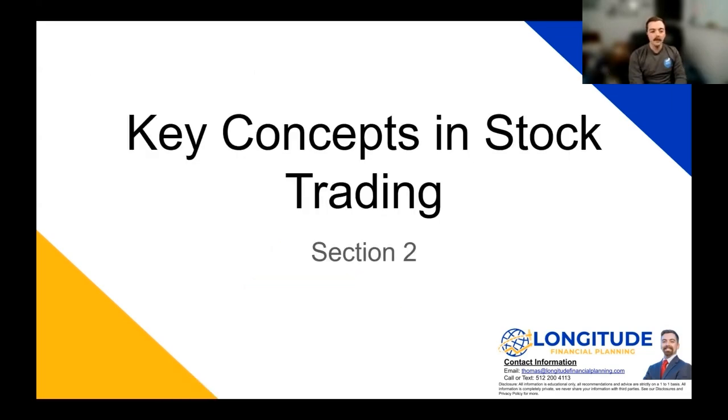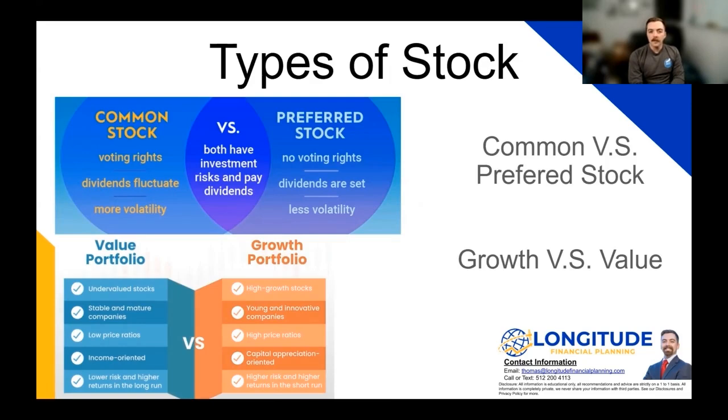Section 2, key concepts in stock trading. Here's some different types of stock. As I just talked about, preferred stock and common stock. What we think of as stock is generally common stock. So you get more volatility.